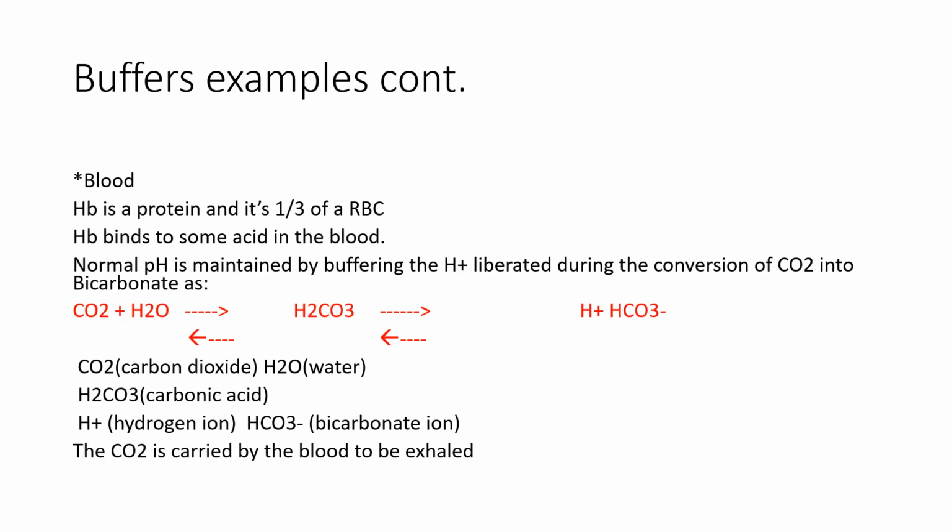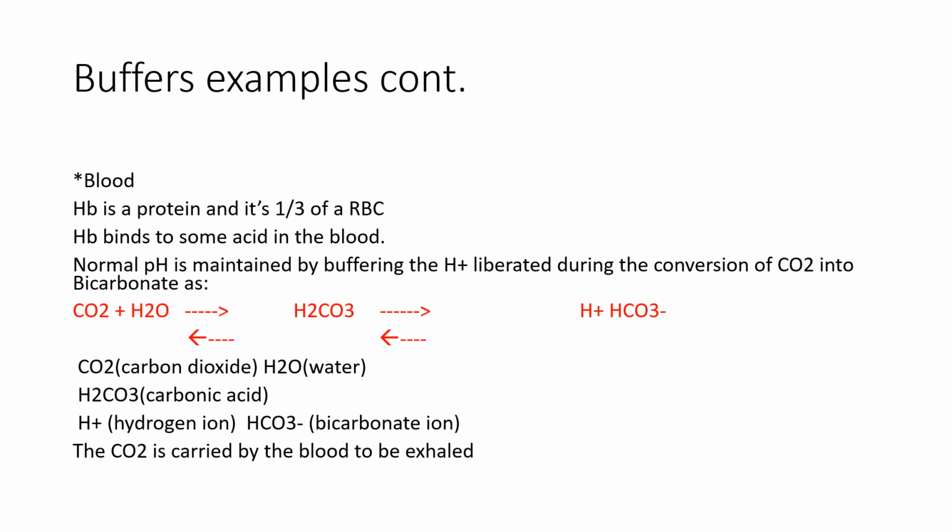When it comes to blood as a buffer, we'll be making use of the hemoglobin here. Hemoglobin in the blood is a protein and is about 1/3 of a red blood cell. The hemoglobin will bind to some acid in the blood, and the normal pH will be maintained by buffering the hydrogen ion liberated during the conversion of CO2 into bicarbonate ion, as indicated by this equation here.